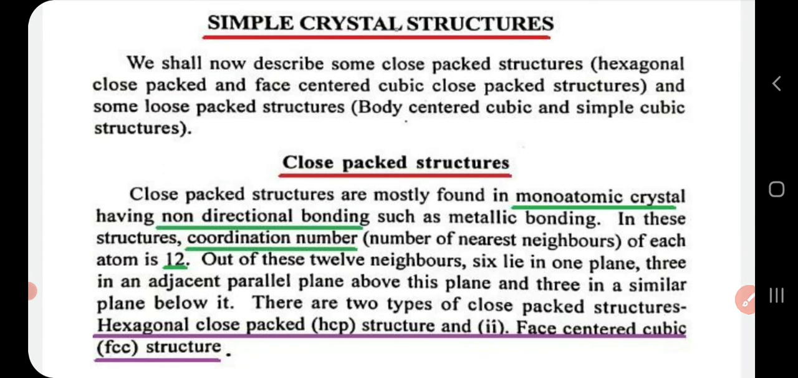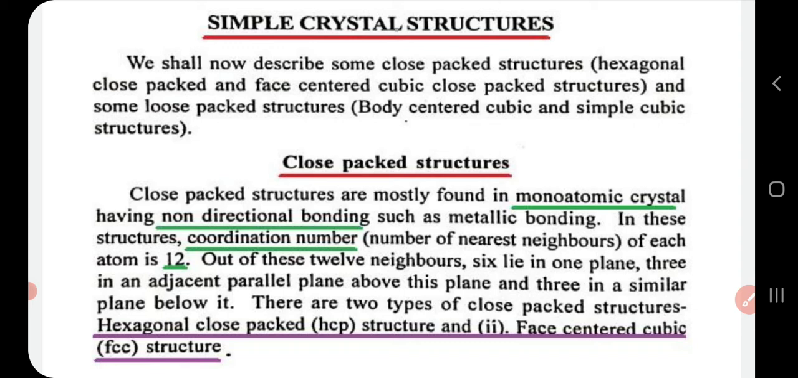It is mainly seen in monatomic crystals having non-directional bonding such as metallic bonding. Here, one of the most important points regarding close pack structure is their coordination number. Coordination number means number of nearest neighbors. That is, each atom is surrounded by how many neighbors, that is what is meant.